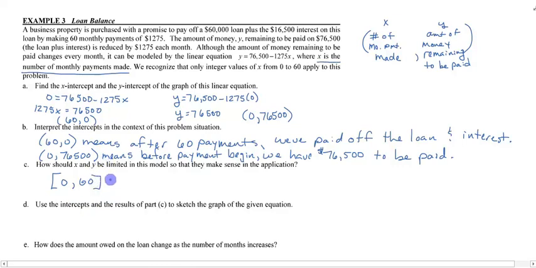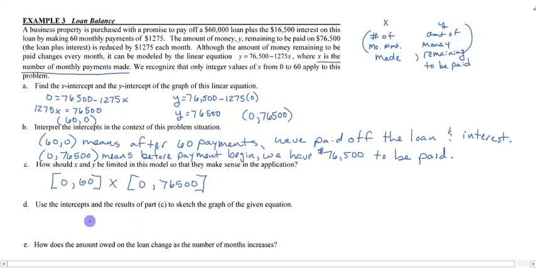And then we also have the Y. The lowest balance that you can have is 0. And the largest balance that you can have is 76,500. You're not going to have a negative balance, and you're not going to owe more than the 76,500. So those are our X limits and our Y limits for your calculator.